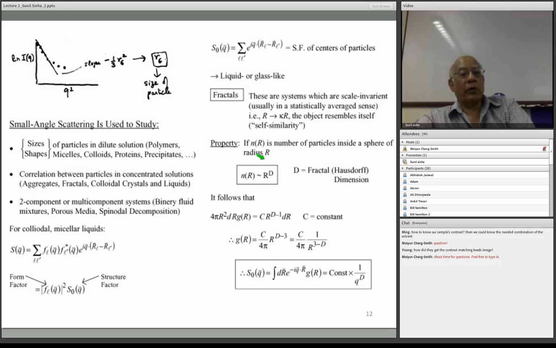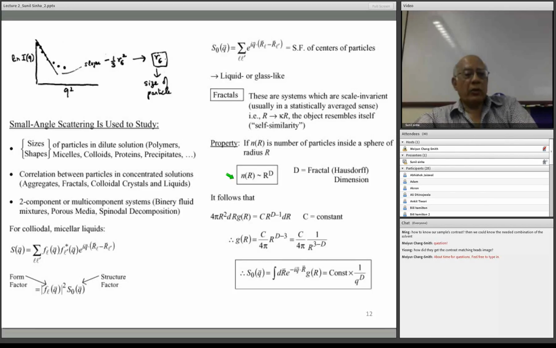But the whole point about fractals is that you can have objects where d is non-integral, or fractional, and can be some number between 0 and 3 in some fractional value. And this is called the Hausdorff dimension, or the fractal dimension of that object, and is defined by essentially the scaling law that the number of particles inside a radius r goes like r to the power of d, where d may not even be an integer.